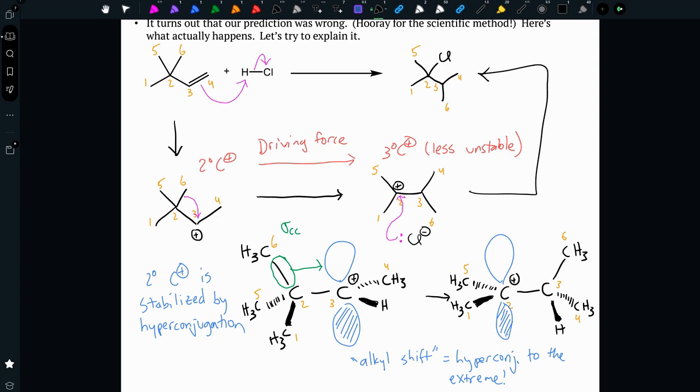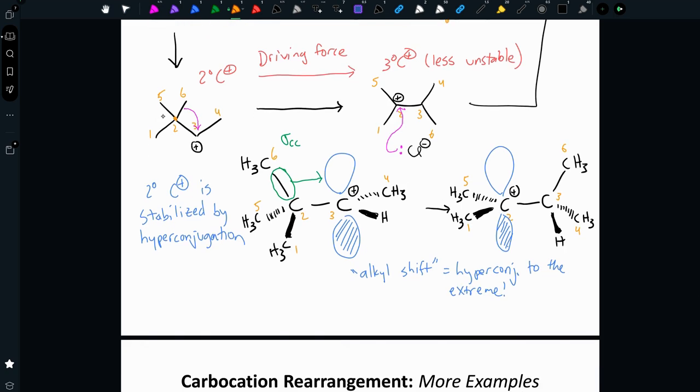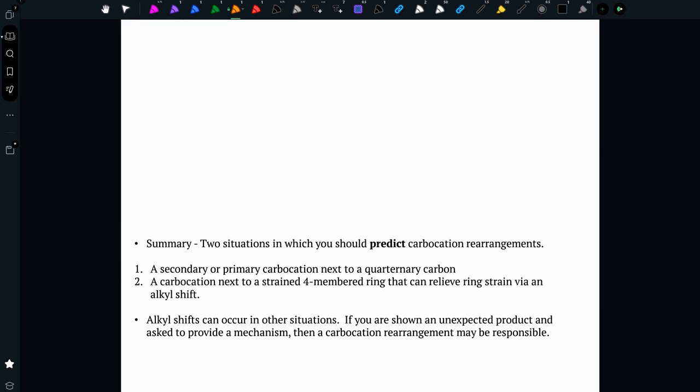The pattern to look for here: notice we made a secondary carbocation, and then the carbon next door, if I had to characterize carbon 2, it's bonded to 4 other carbons. We call this a quaternary carbon. Bonded to 1 other carbon is a primary, 2 is a secondary, bonded to 3 other carbons is tertiary. This carbon 2 here is a quaternary carbon because it's bonded to 4 other carbons. So the pattern to look for here is that we have a secondary carbocation next to a quaternary carbon.